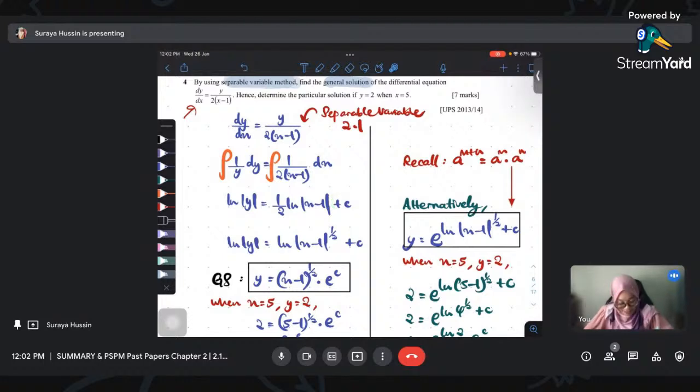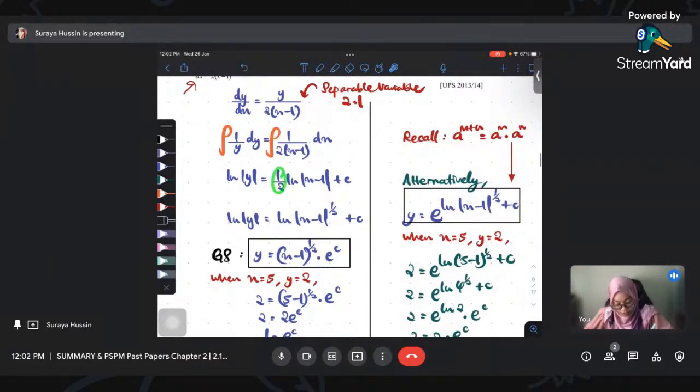Okay, now you bring the 1 over 2 up by using the law of logarithm, bringing the 1 over 2 to become the power instead. Sebab apa saya nak jadikan dia the power instead? Because I want to get rid of the ln, and so I must exponent both sides.